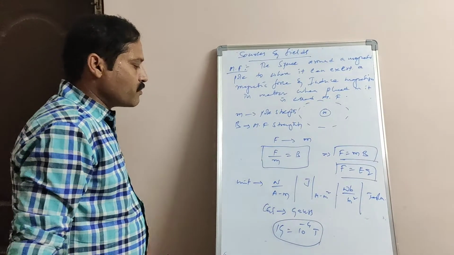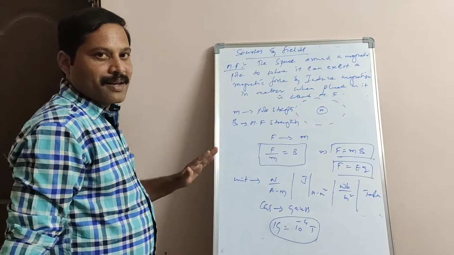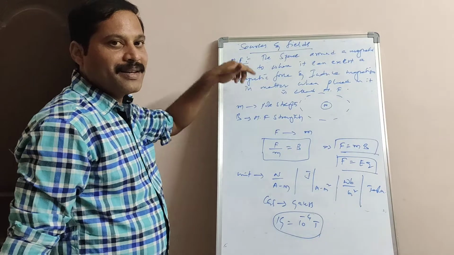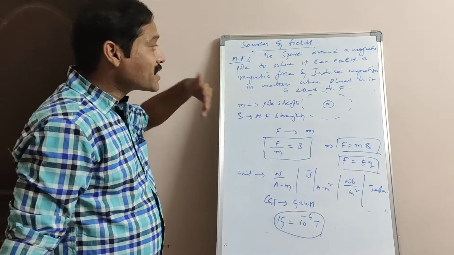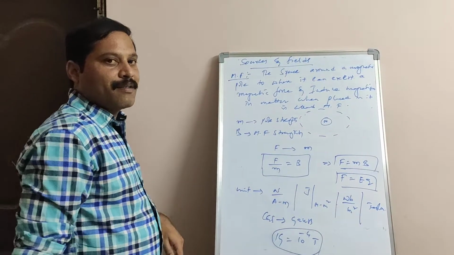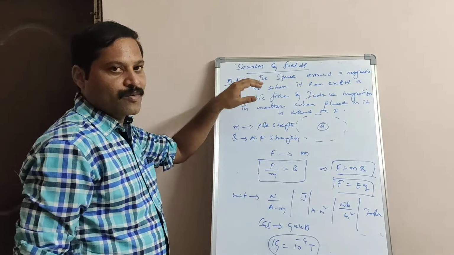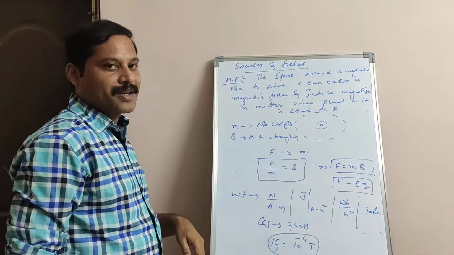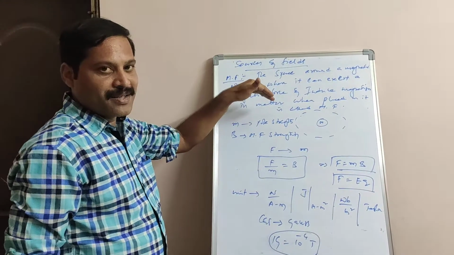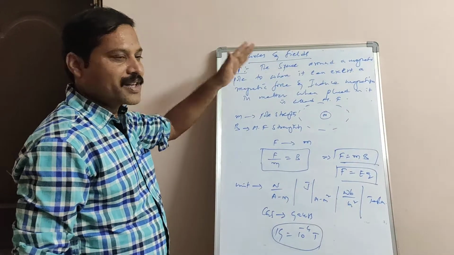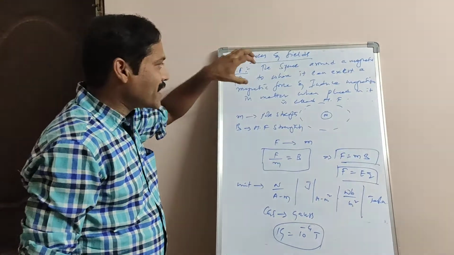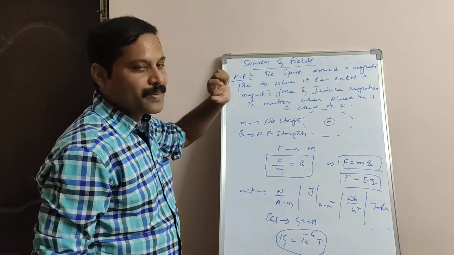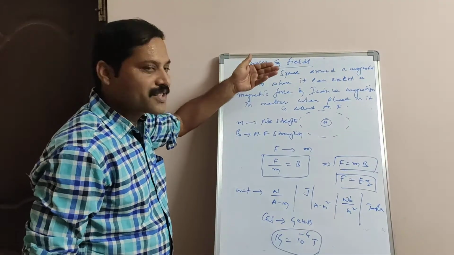So next let us move to the third topic, which is motion of a charged particle in magnetic field. So how will the motion of a charged particle be in the magnetic field? We can compare it with the motion of the charged particle in electric field first. Already we have done that, motion of a charged particle in electric field. So now let us see how the motion of the charged particle will be when it enters a magnetic field.